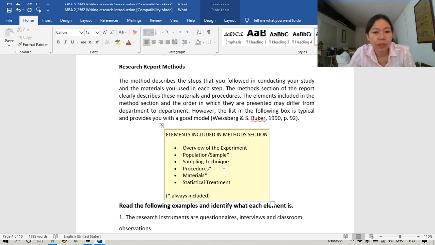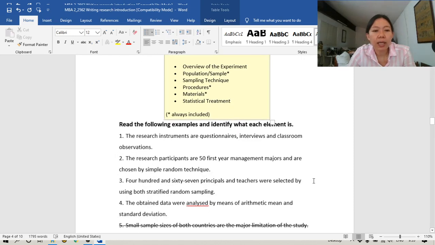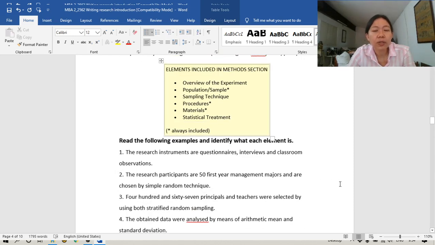the research. And also we have to include the materials or the research tools. And then when you analyze the data, you might need a statistical treatment. Below are example sentences that you can use to describe each element in the research method. So start with the first one. The research instruments are questionnaire, interview, and classroom observations.